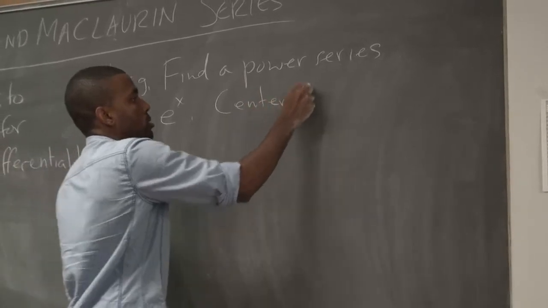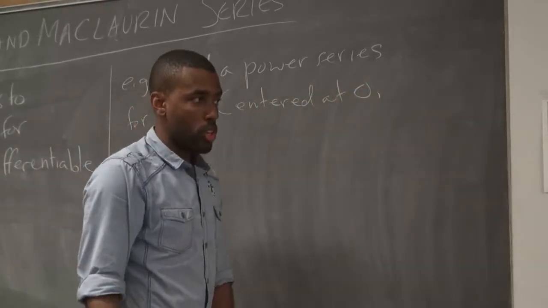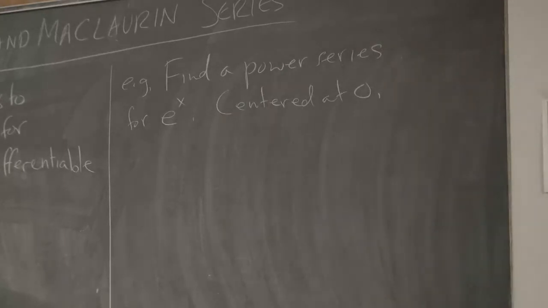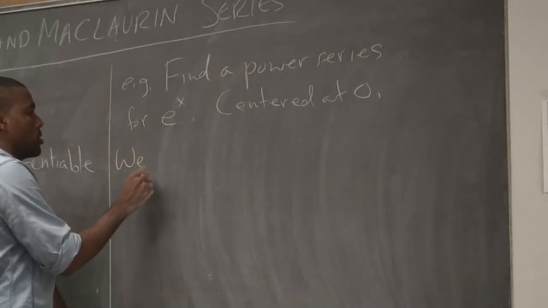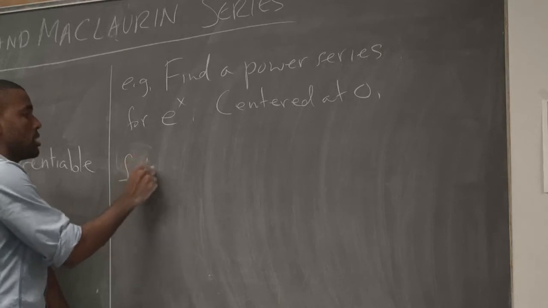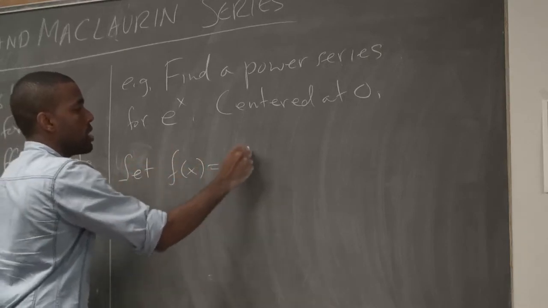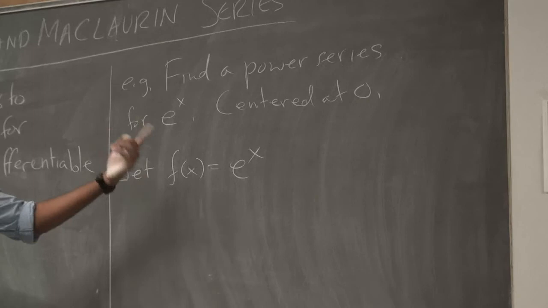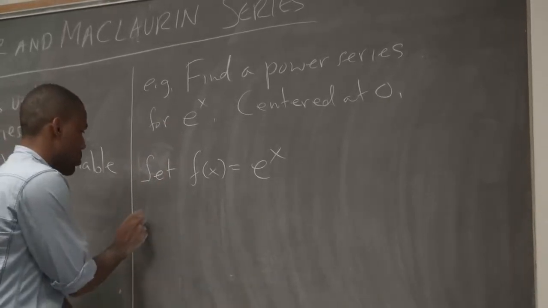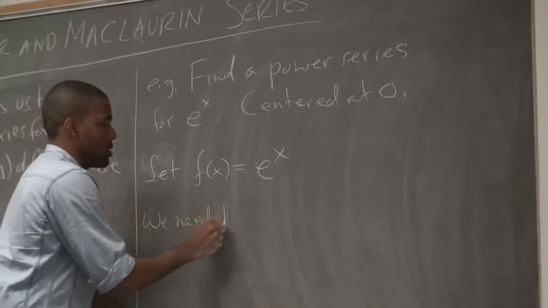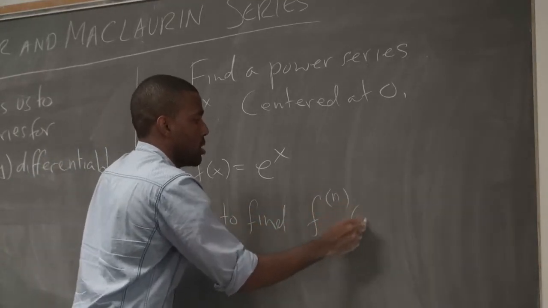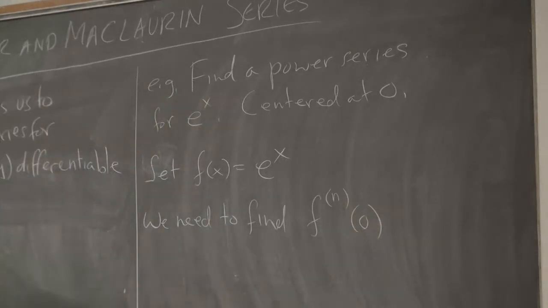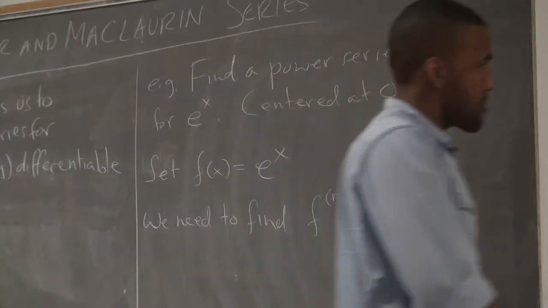Let's make it centered at 0. In other words, find the Maclaurin series for e to the x. What does that look like? Well, set f of x equals e to the x. Notice that it's infinitely differentiable. Differentiate, you get itself. We need to find a formula for the nth derivative of f at 0. So let's actually do that.